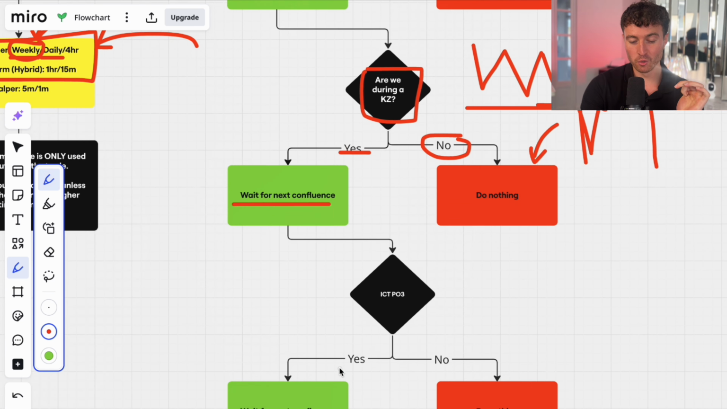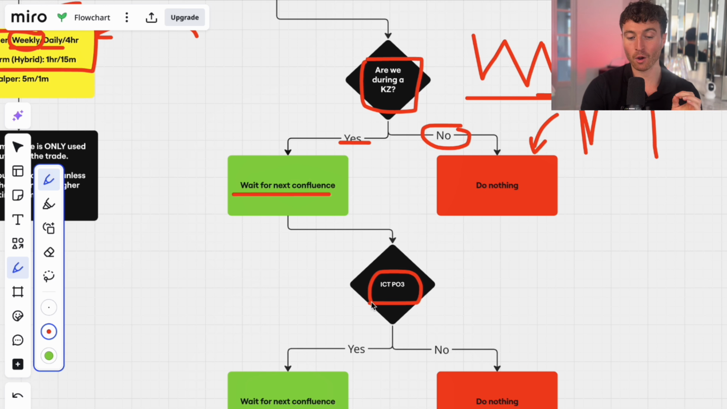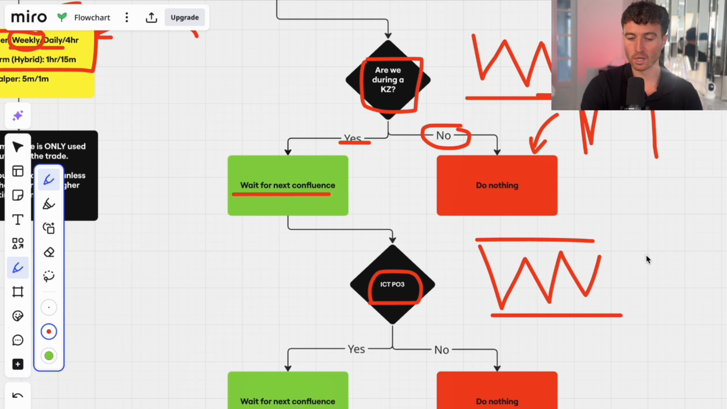The third confluence is the ICT power of 3. And all that simply means is, let's say that we have liquidity built up right here. We have liquidity resting above these highs. We have liquidity resting below these lows. An ICT power of 3 would be, during or just before a kill zone, we see a raid of liquidity. It's at this moment when we can classify this as an ICT power of 3.